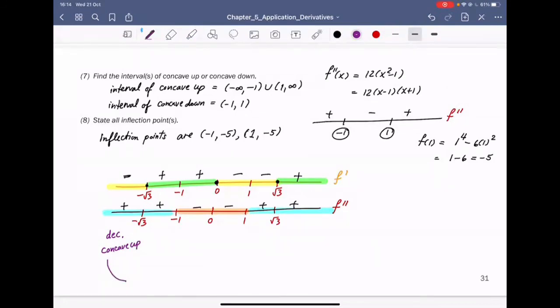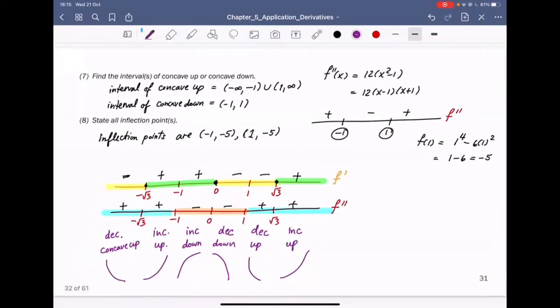From negative square root 3 to negative 1, increasing and concave up. This is increasing and concave down. This is decreasing and concave down. This is decreasing, concave up. And the last one is increasing and concave up. So you know the pattern of the graph for each section, time to put everything together.